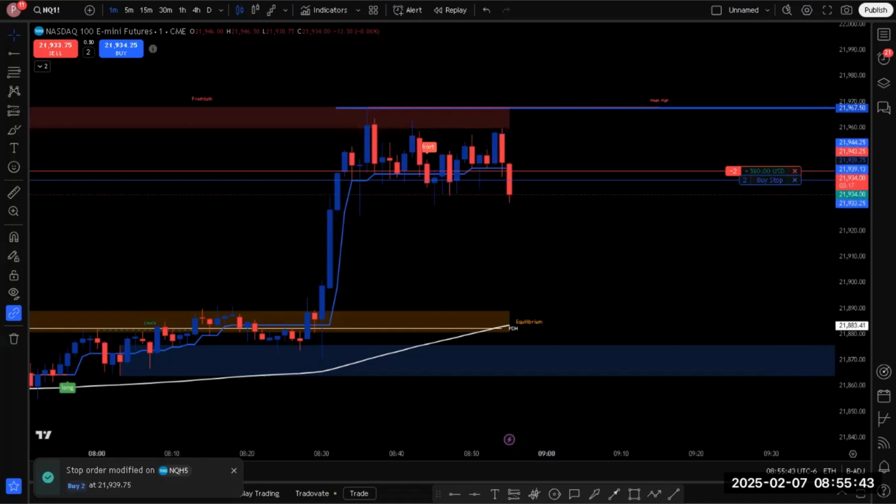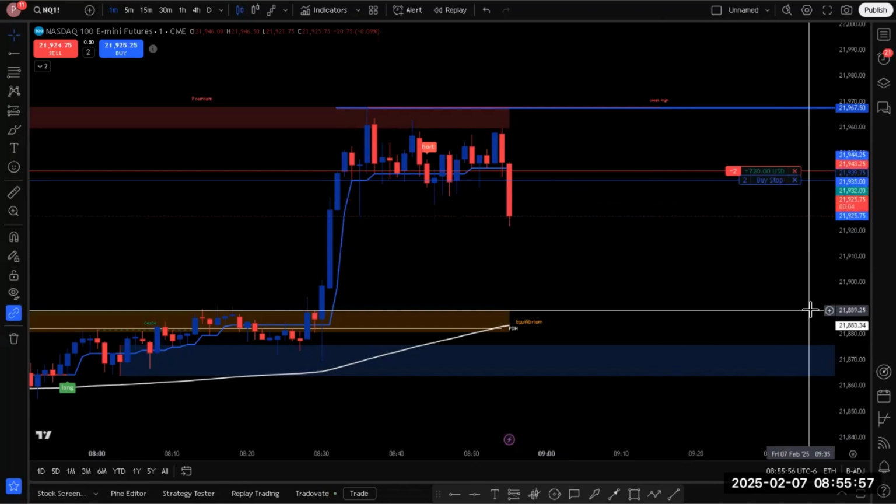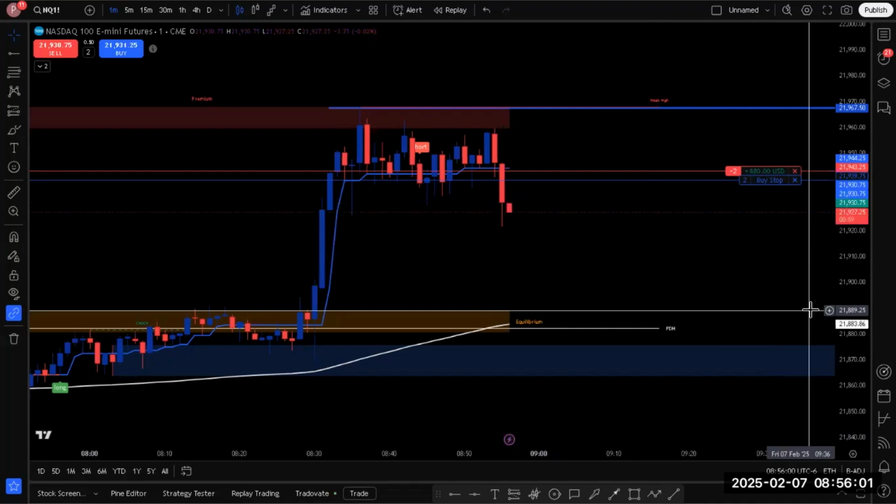So we're going to start off the first trade of the day at 8:55 a.m. Central Standard Time. Short NQ, 2 contracts, and we're going to look for it to go back down to support at 21,889.25.